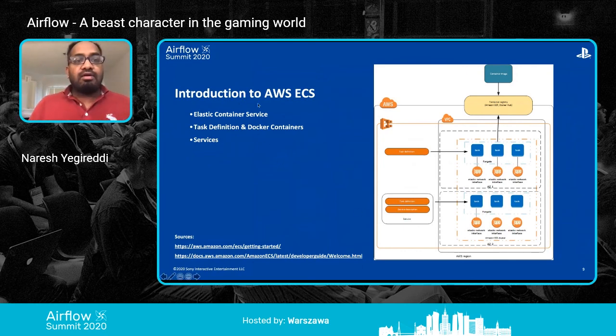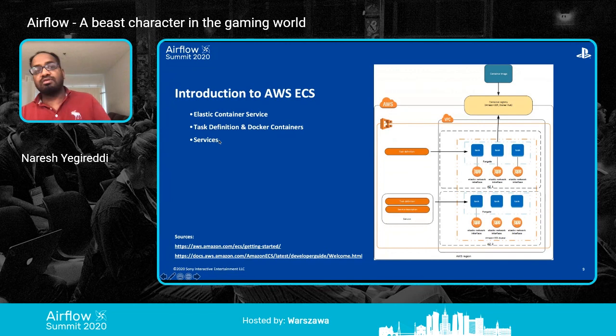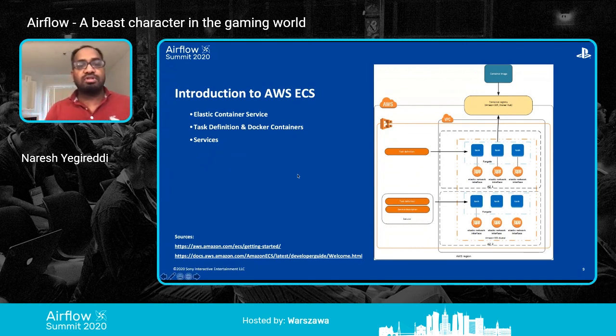So, introduction to AWS ECS. I strongly recommend you go to the AWS documentation and read more about it. But on a very high level, it's the Elastic Container Service, and task definitions and Docker containers are a few of the critical components that are part of the orchestration, and services also. So first we create the task definition, and then we create the services. Once the services are up and running, you will have a smooth Airflow application.